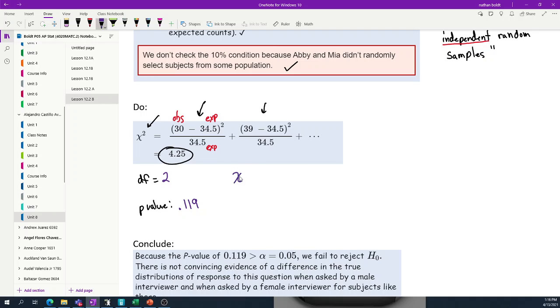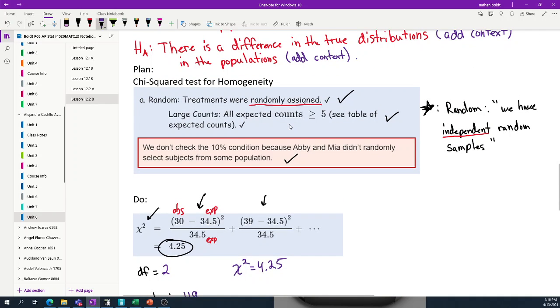And our chi-squared was 4.25-ish. Done and done. Now, if we were doing this for real, we would need the expected values, right? Because usually you're not given the expected values. So when we would do the large counts, how would we do the large counts? Well, you'd run the test first. It would tell you the expected values. Then you can check to see if the expected values are actually all bigger than 5.